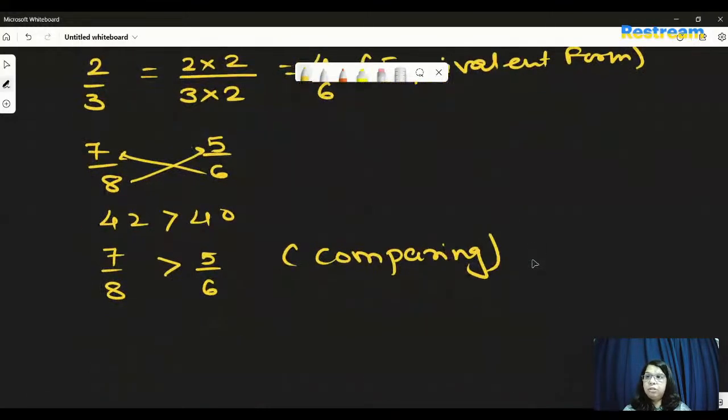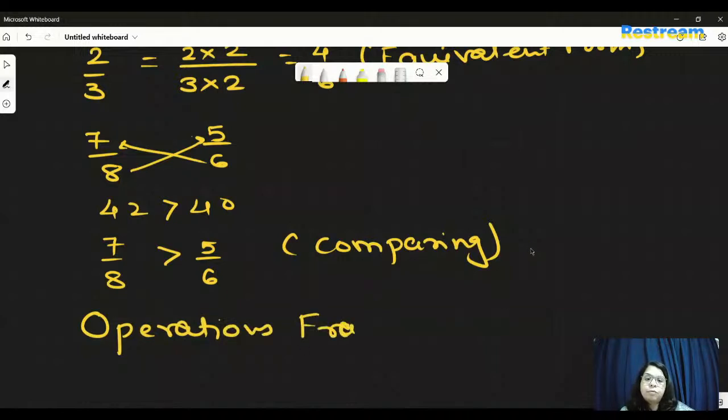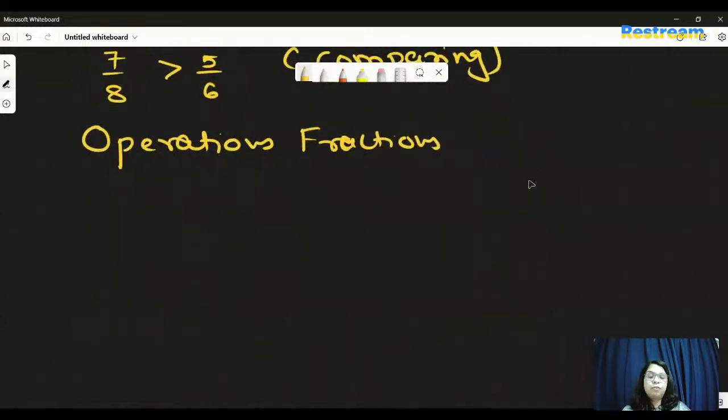Then we have addition. Then we had operations on fractions, in which we did addition of fractions, so let's say 2 by 5 plus 6 by 7.